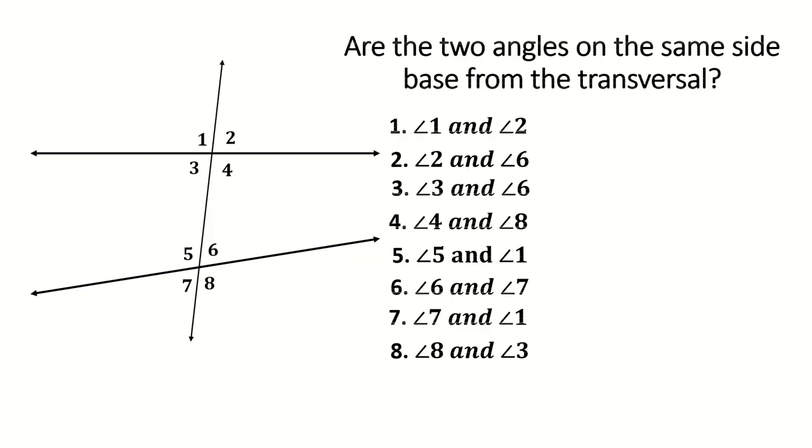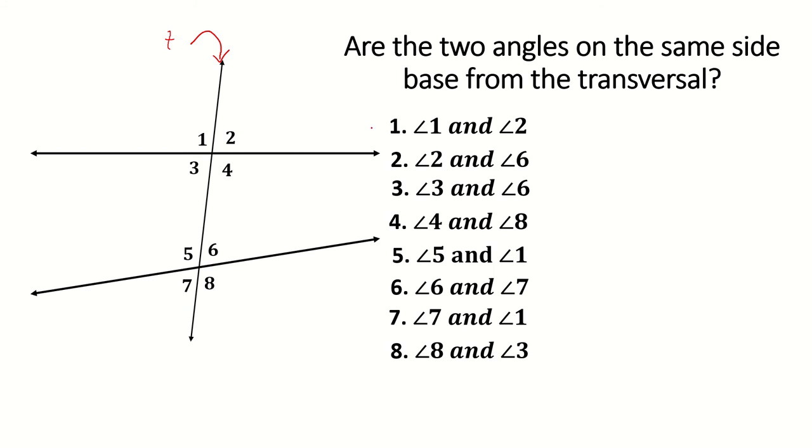Now, let us try to look into angles on the same side. So our basis when we say that two angles are on the same side will be based from the transversal. So which is our transversal here? This one. This is our transversal. So this is line T. Commonly it's called line T because the first letter of the word transversal is letter T.